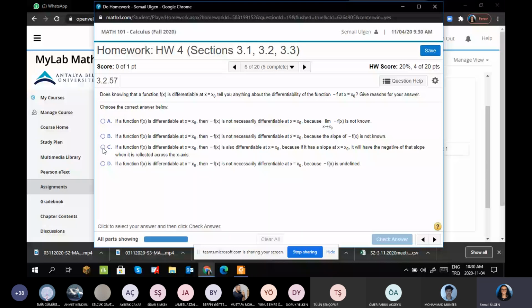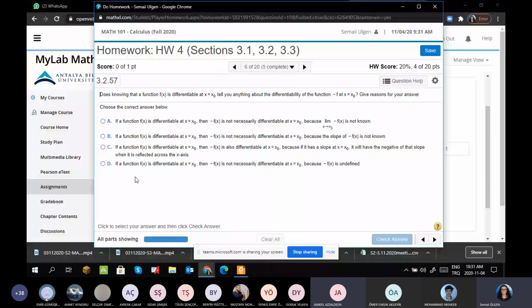And let's read the last one. If a function f is differentiable at x equals x0, then negative f is not necessarily differentiable at x equals x0 because negative f is undefined. Okay? What do you think the answer could be?